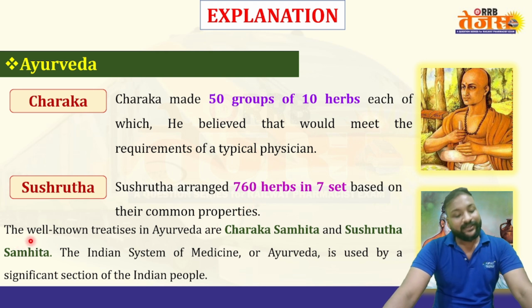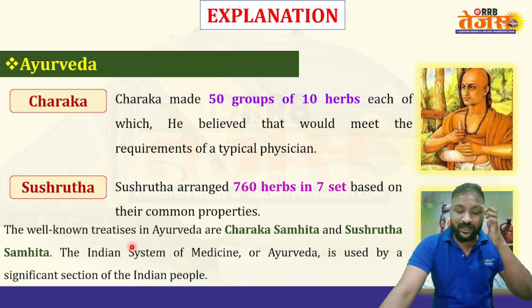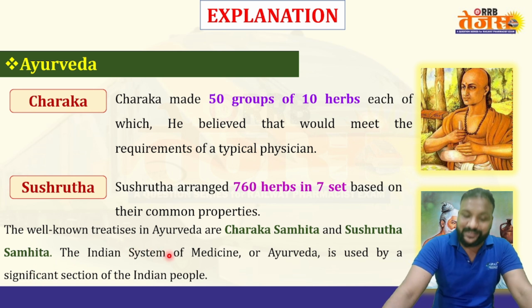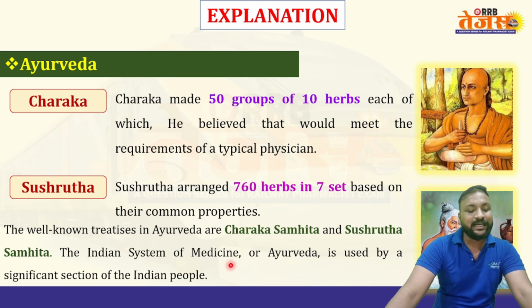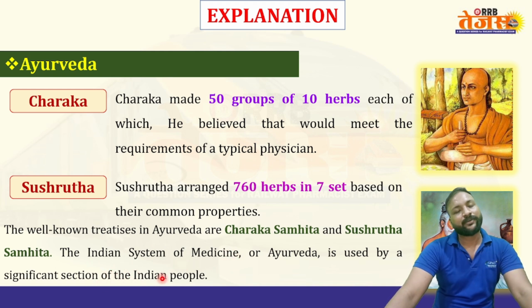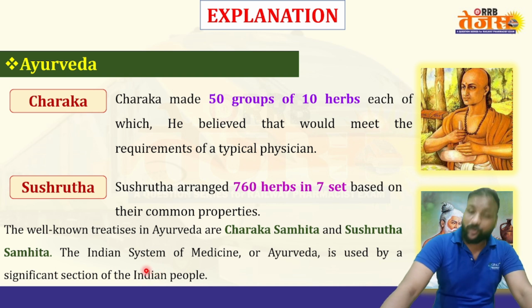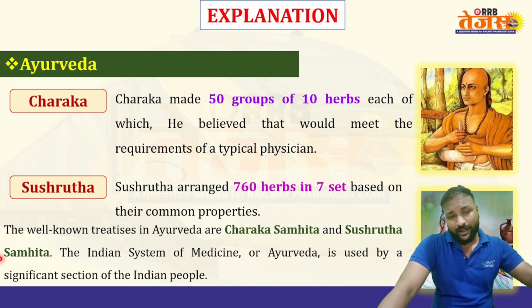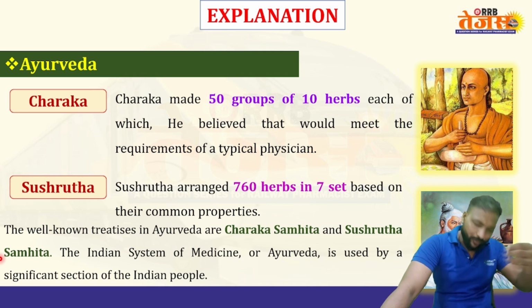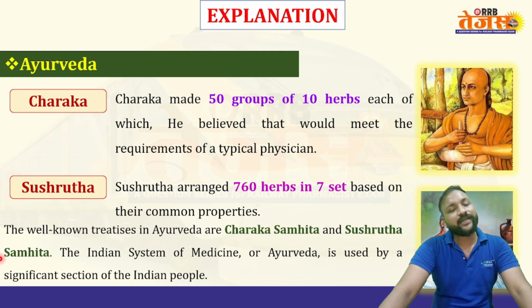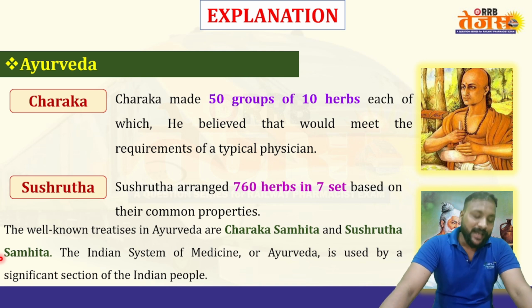And also, the well-known treatises in Ayurveda are Charaka Samhita and Sushruta Samhita. The Indian system of medicine, or Ayurveda, is used by a significant section of Indian people. Nowadays also these treatises, these holy books, these important documents, are still used in so many areas. But I want to tell you one more important point here.